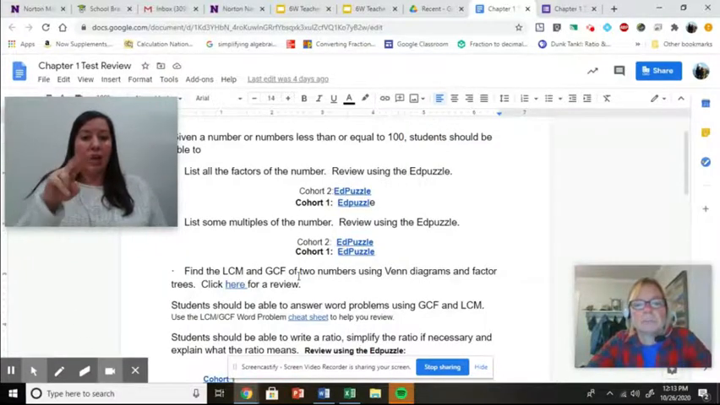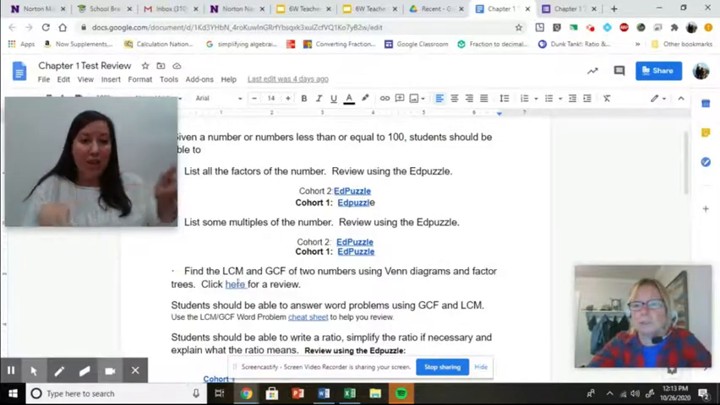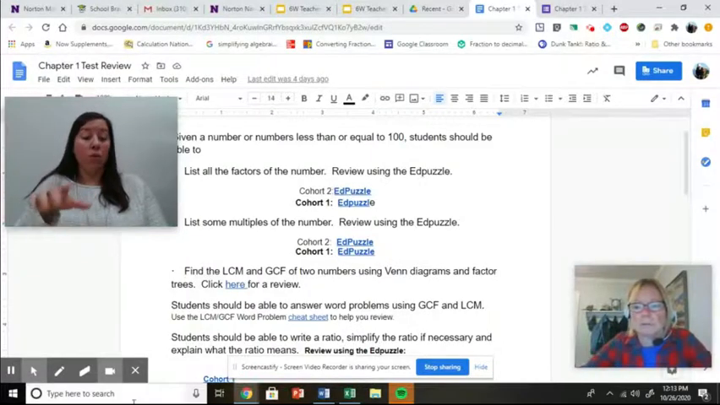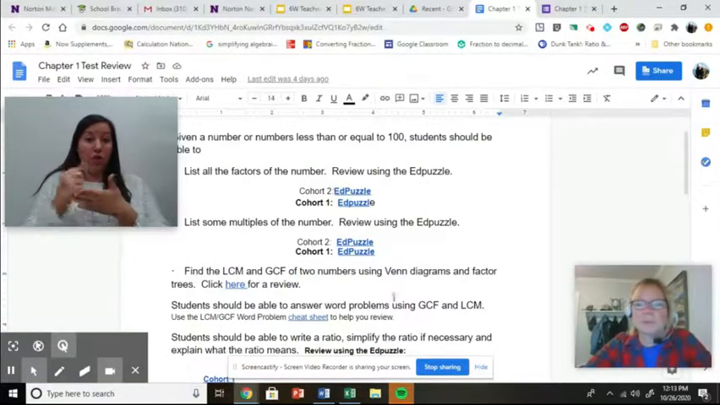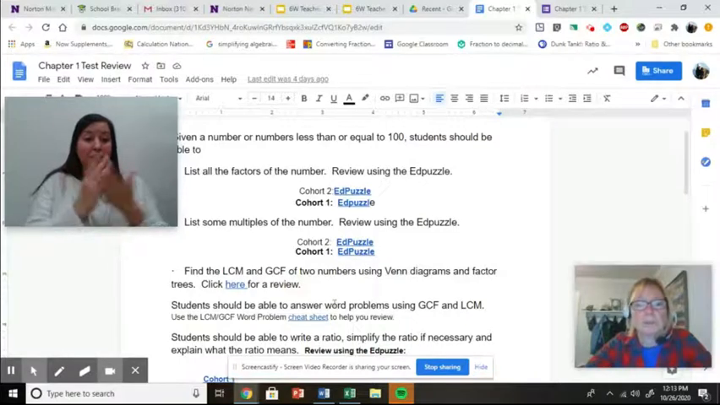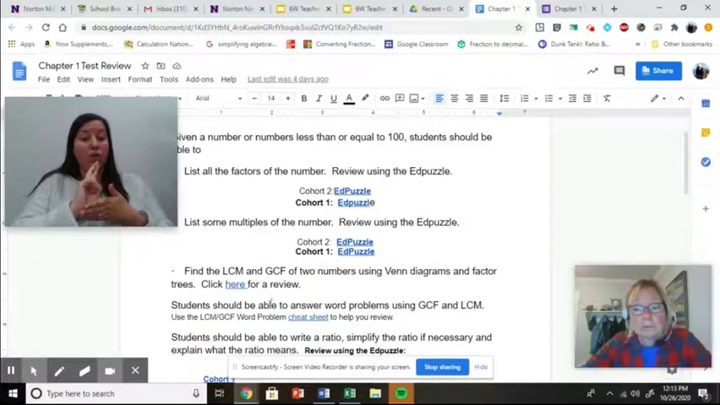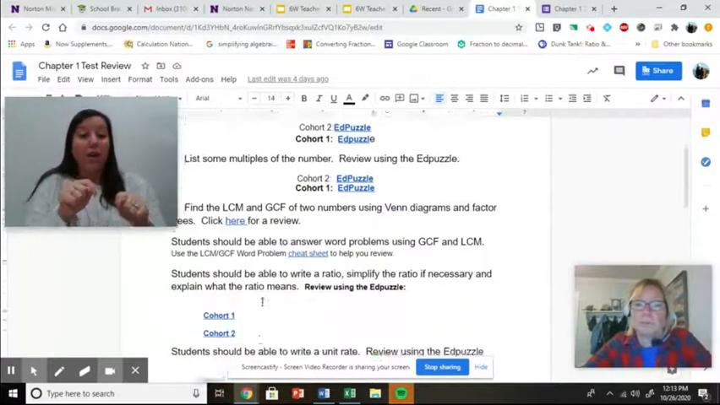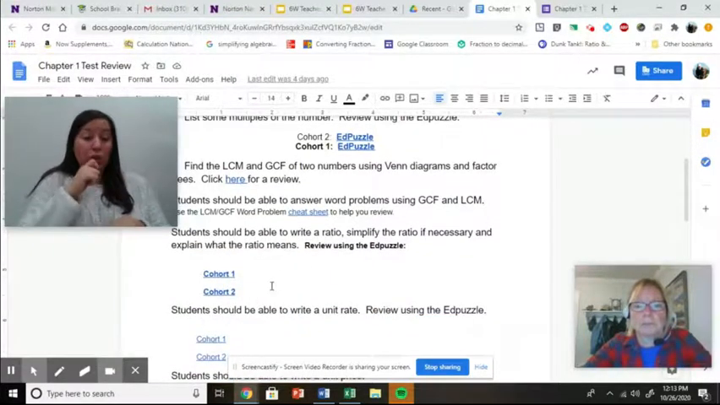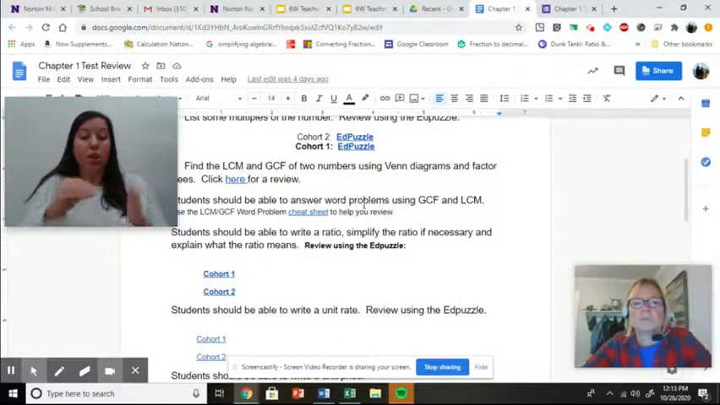Find the LCM and GCF of two numbers using Venn diagrams and factor trees. Click here for a review. Way back at the beginning of the year, the very first week that we started your remote assignment, some of you were not doing your remote assignments. You should go in and review how to do this, especially if you were not participating during that first week of remote assignments. Students should be able to answer word problems using GCF and LCM.